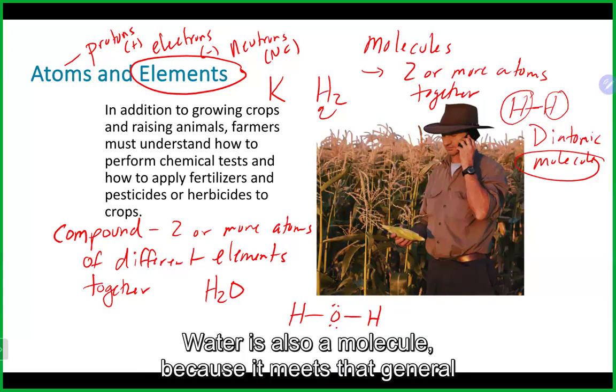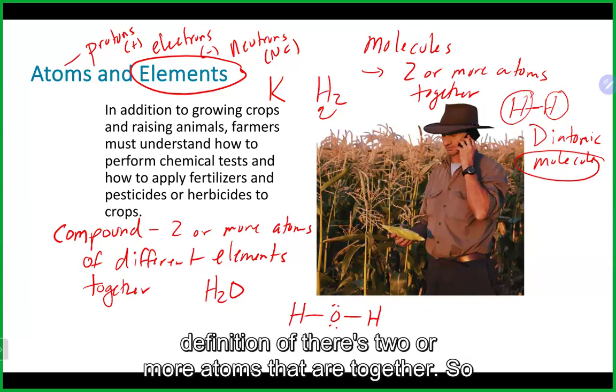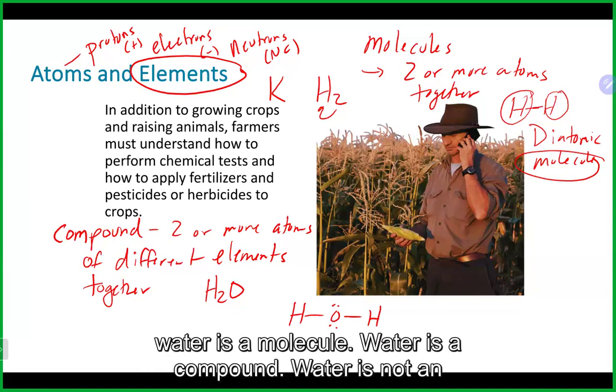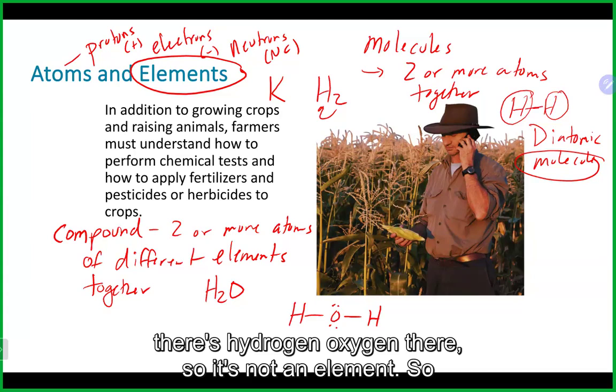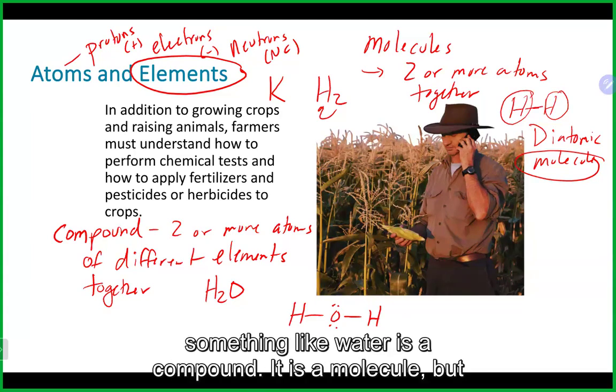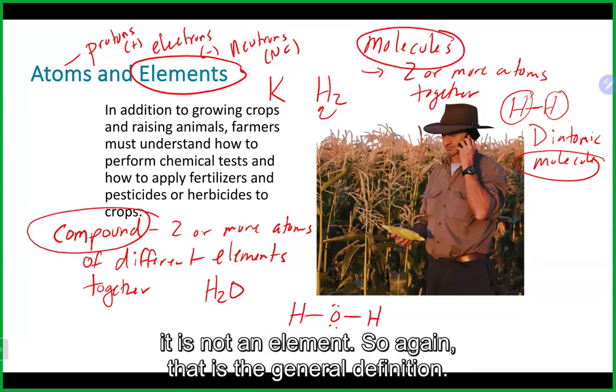Water is also a molecule because it meets that general definition of two or more atoms that are together. So water is a molecule, water is a compound. Water is not an element because it is not just one element by itself, right? There's hydrogen and oxygen there, so it's not an element. Something like water is a compound. It is a molecule, but it is not an element.